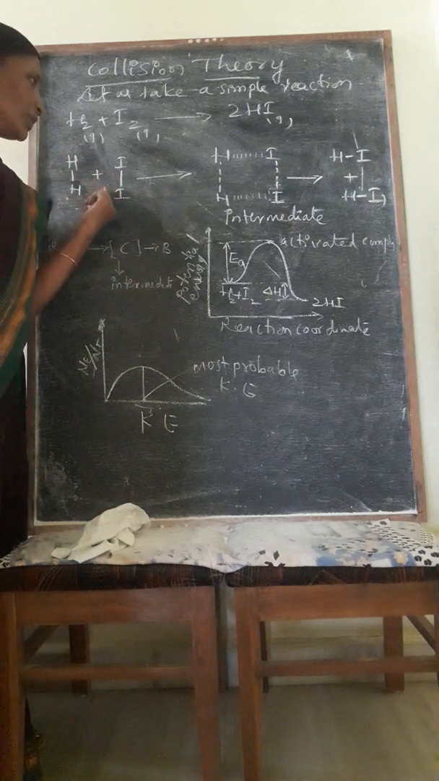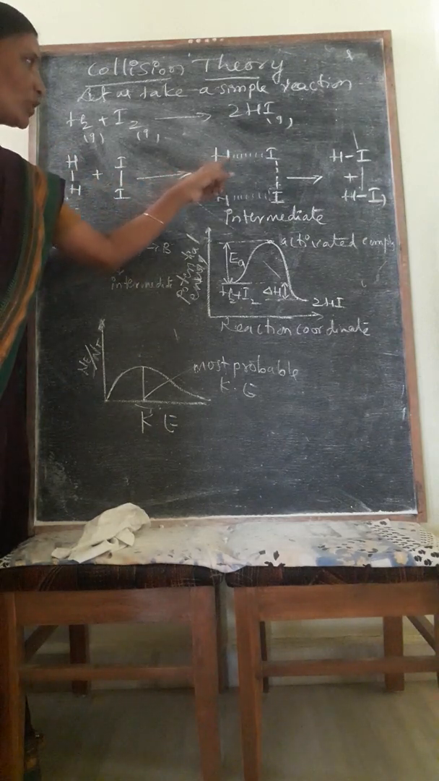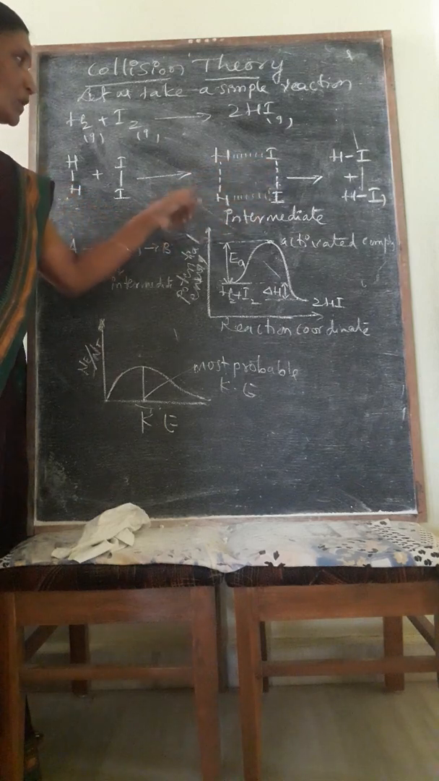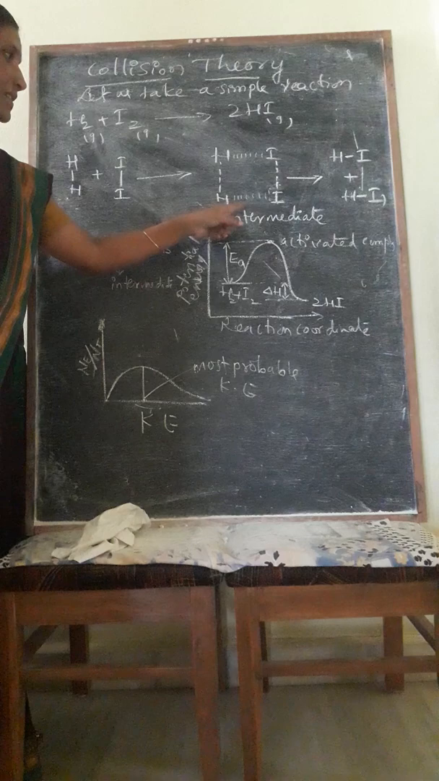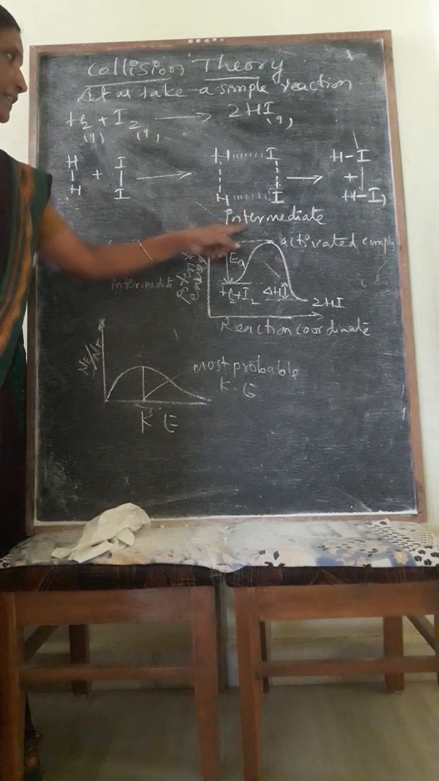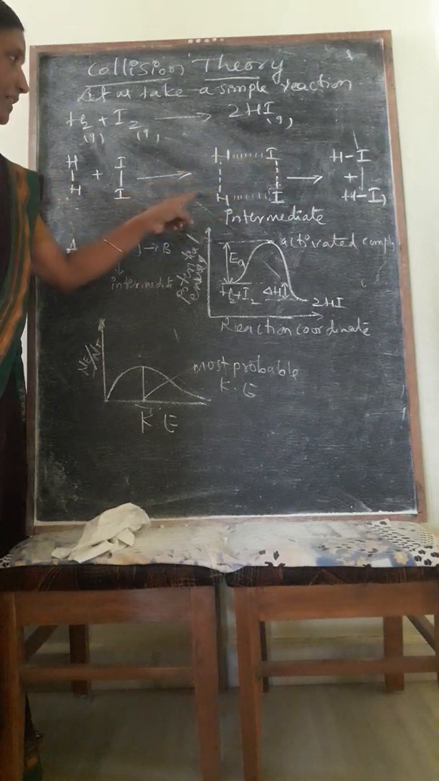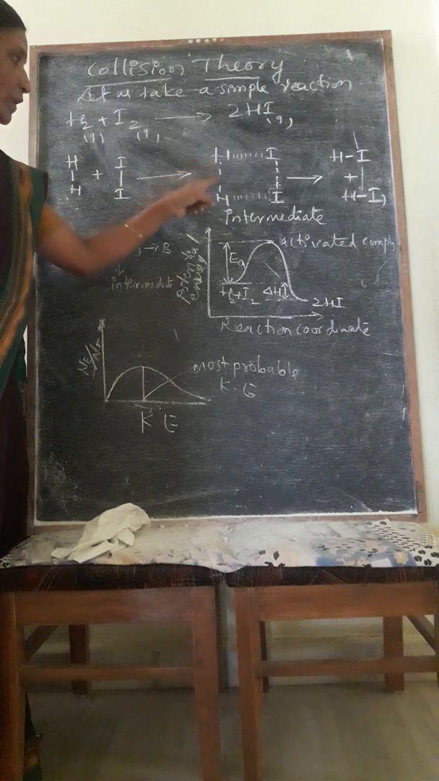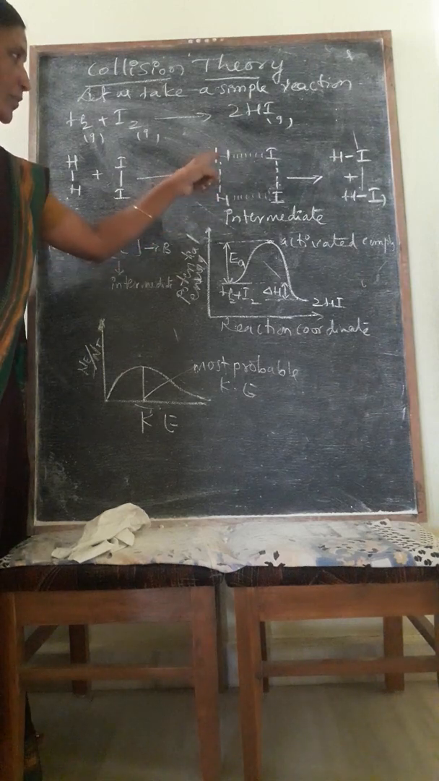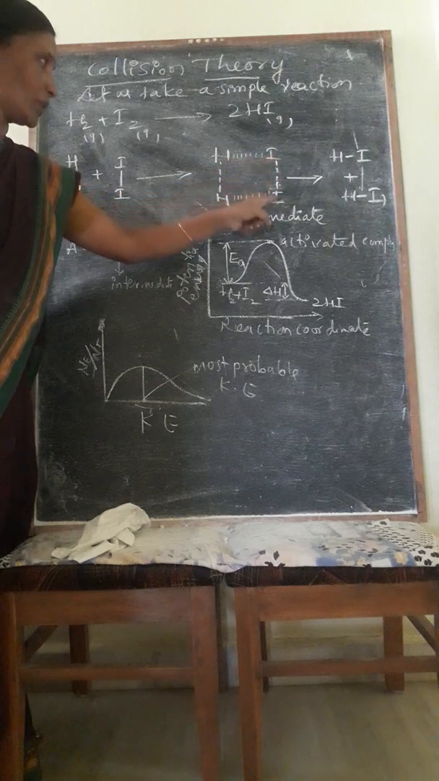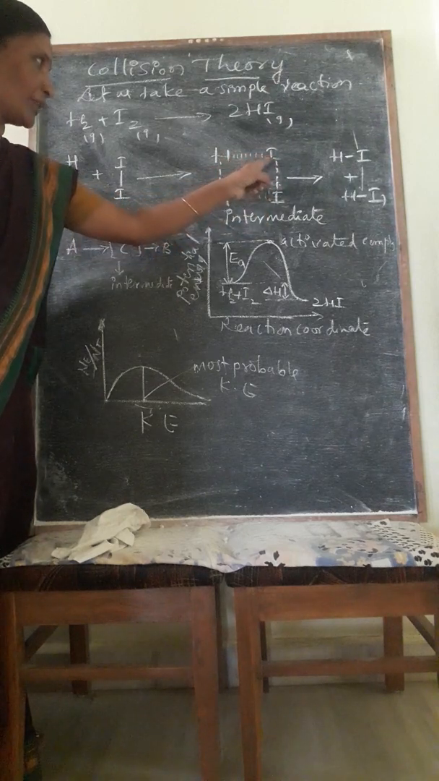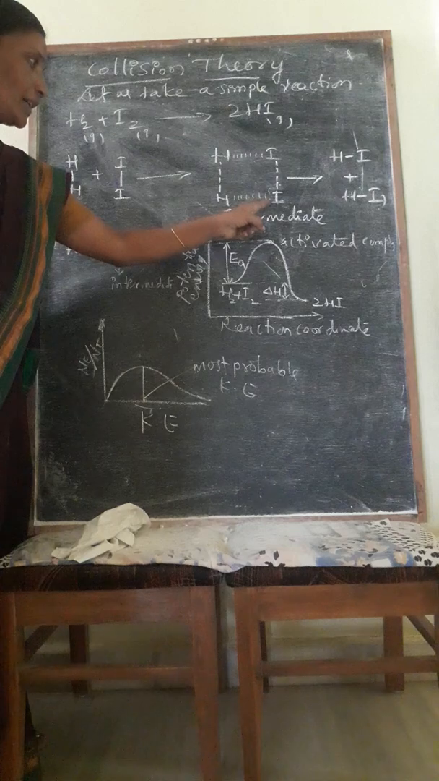Now, if they undergo effective collisions, there is a formation of this type of reacting species, called an intermediate. This means there is slow breaking of the bond between hydrogen and hydrogen, breaking of the bond between iodine and iodine, and formation of bonds between hydrogen and iodine.